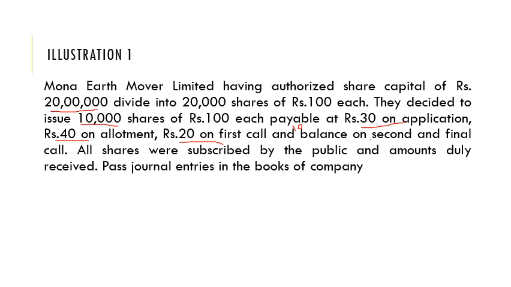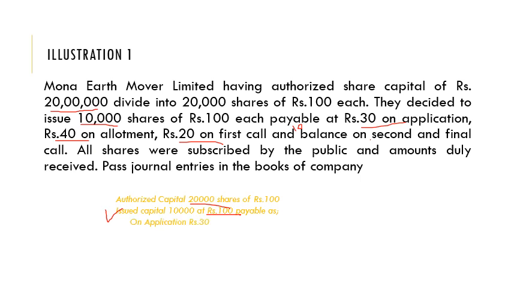All shares are duly subscribed by the public and the amounts duly received. Pass journal entries in the books of the company. Here you need to analyze the question. Whenever you analyze the question, you can find the data. Authorized capital is 20,000 shares of rupees 100 each, and issued capital is 10,000 shares of rupees 100 each. We have to take into consideration the issued capital. We don't have to do anything with the authorized capital. It is only for the sake of information. We have to deal with only issued capital, 10,000 shares at rupees 100 each.